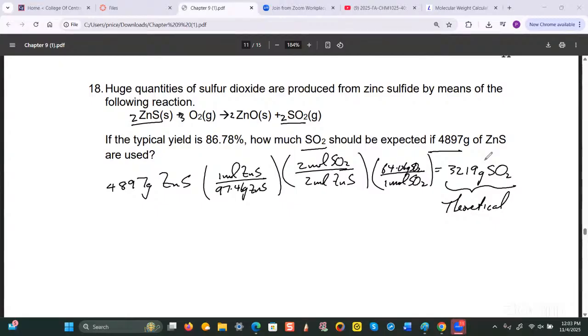As I'm quite sure I covered in the videos for this chapter, even though you might expect to get a certain amount, the actual amount that you get when you do the experiment is oftentimes less. That would be the actual yield. So the theoretical yield represents the maximum amount of product you would expect to get based on your calculations. But the actual yield is, as the term suggests, the amount of product that you actually get when you do the experiment.